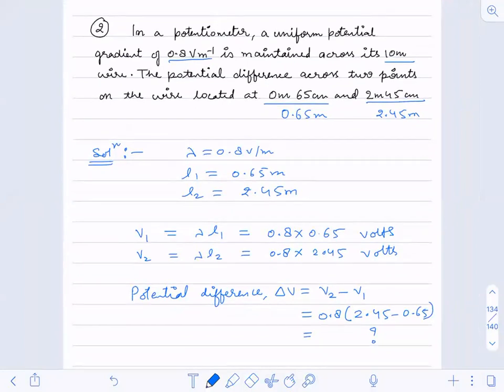So here you were given the question based on the second experiment, where you can assume you had two cells, and using those two cells you were getting two different null points. One was at 0.65 meters and one was at 2.45 meters. So this was the question, and then you are calculating the potential difference between the 2 points.